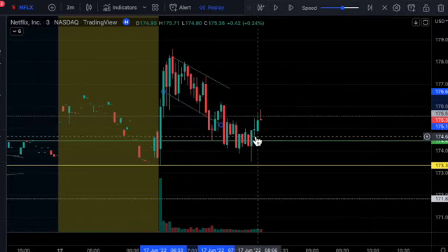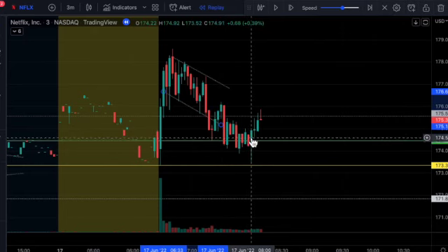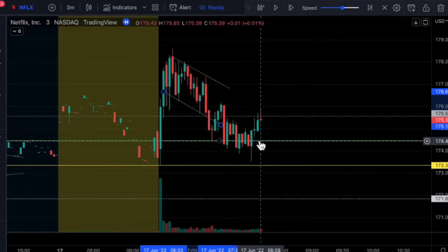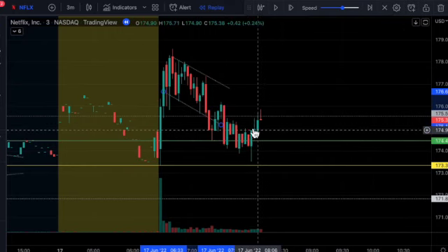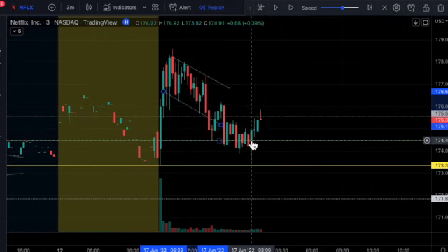This candle, or either of these candles here, where we close above this level, that's where I'm thinking, okay, we've got a potential move to the upside here.